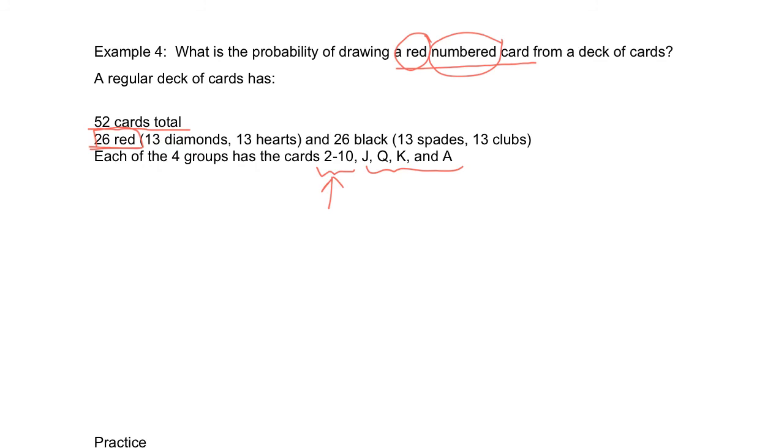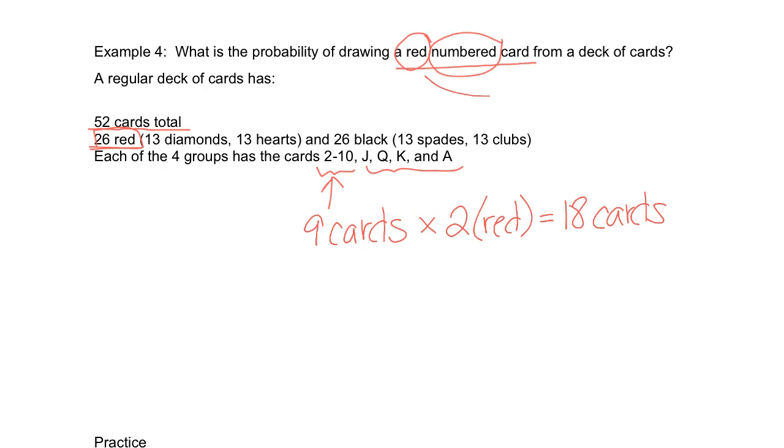So our desired outcome here, when we're taking a look at the cards 2, 3, 4, 5, 6, all the way up to 10, there's 9 cards that are numbered. And then we're going to multiply that by 2 because we want all the red ones. So we have the 9 cards that are hearts and the 9 cards that are diamonds. So in total, we're looking at pulling out 18 cards that are red and numbered. Okay, so that's how many we have. So we talked about that there's 52 cards in total.